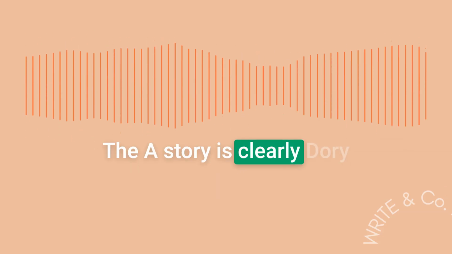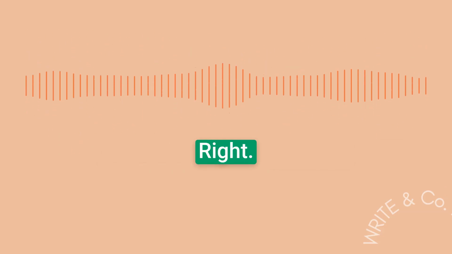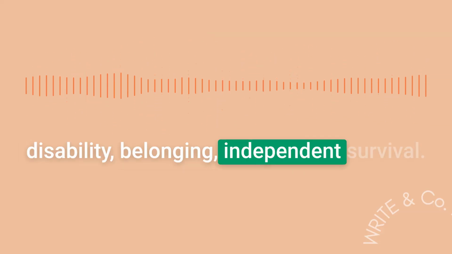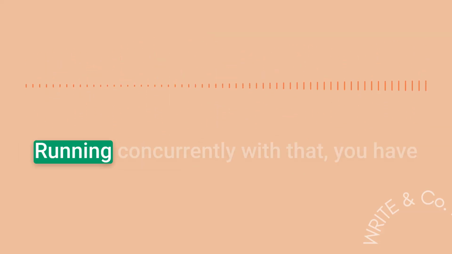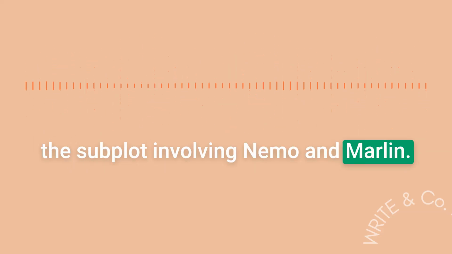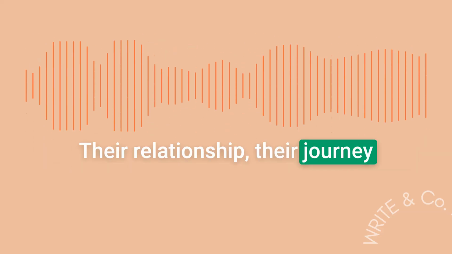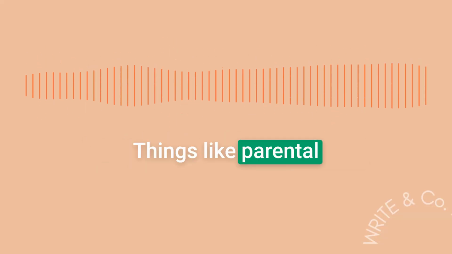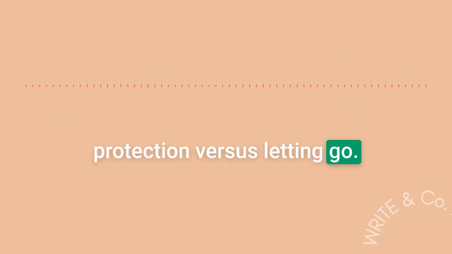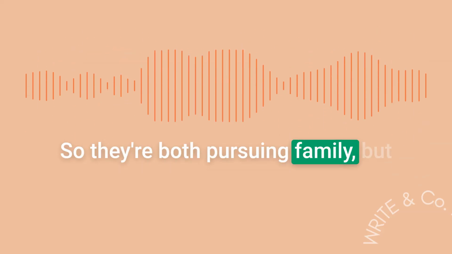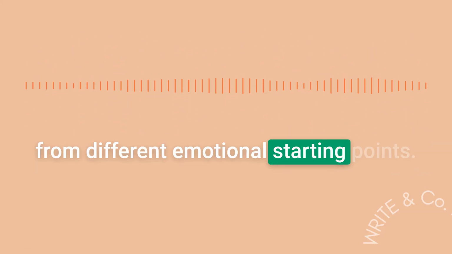The A story is clearly Dory searching for her parents, right? And it deals with themes of memory, disability, belonging, independent survival. Yep. Running concurrently with that, you have the subplot involving Nemo and Marlin. Their relationship, their journey together, explores a different angle of those same themes. Things like parental protection versus letting go, learning to trust your loved ones even when it's scary. So they're both pursuing family, but from different emotional starting points.